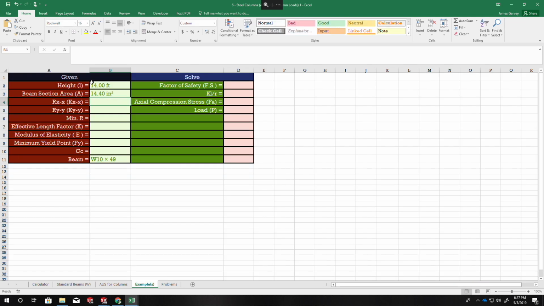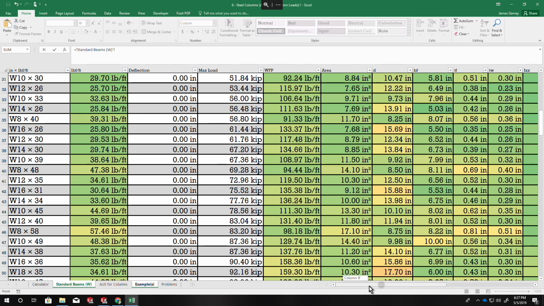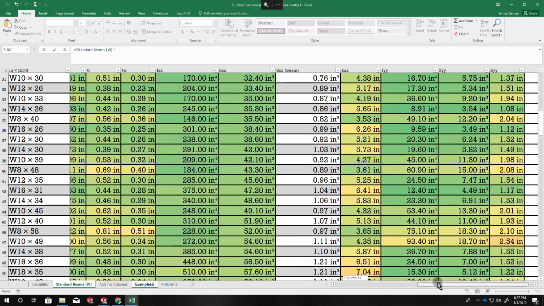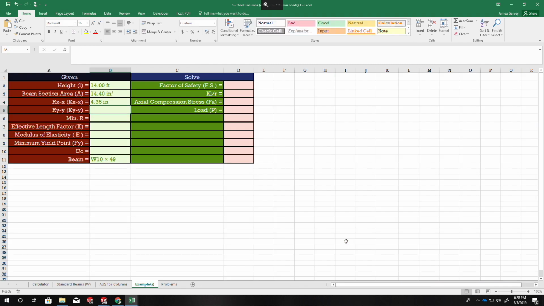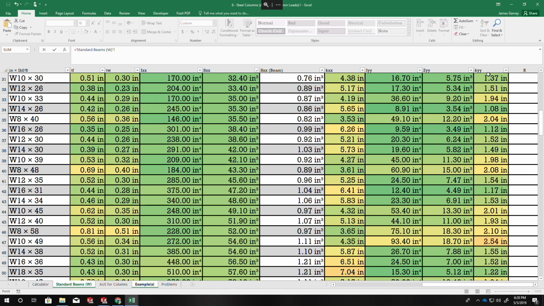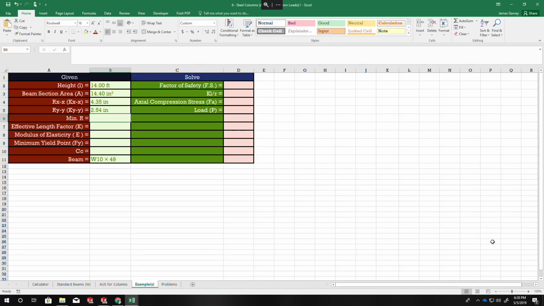Press enter. So this Rx and Ry, your radius of gyration, on our chart here is the Kx and Ky. So I'm going to press equals. Go over here. There's Kx. W10 49 Kx. Press equals again. Ky. W10 49 Ky. Press enter.